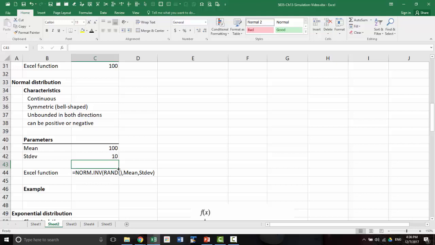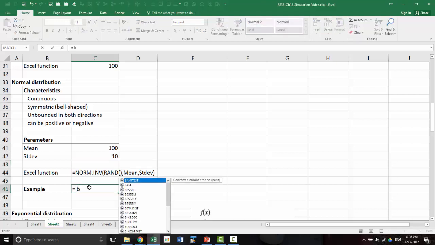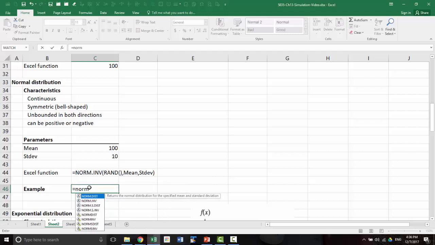Once again, it's based on the RAND value, which substitutes for probability. Because it's a value between 0 and 1, this gives the probability, and you use that probability in the normal distribution to get a value of x. So this will be NORM.INV. You're using it in reverse. You're getting the x value.